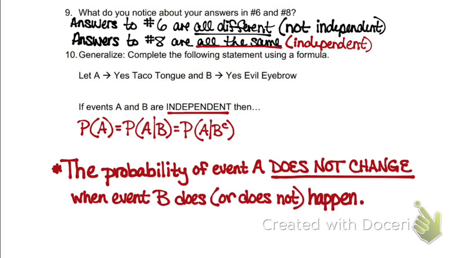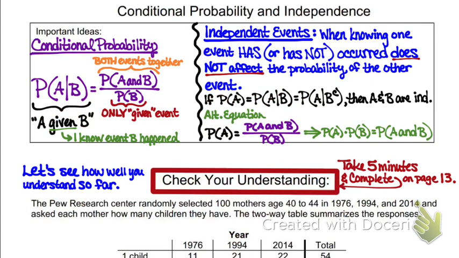Get our big ideas written down. So if you flip over, I believe it's page 13. Big ideas for today: conditional probability.